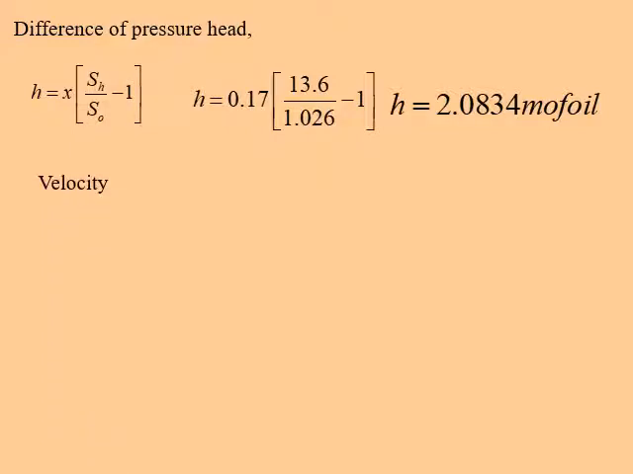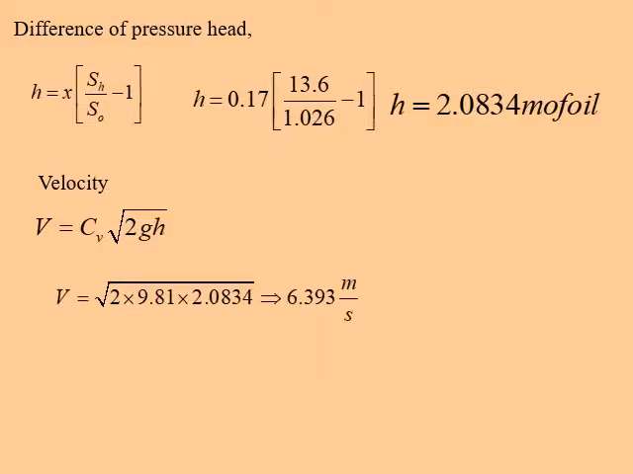Now after calculating this h value, the velocity is calculated by using the formula v is equal to Cv into square root of 2gh. The coefficient of velocity is assumed as 1. The square root of 2 into g, which is 9.81, into the h value, 2.0834. So now the velocity is equal to 6.393 meter per second.